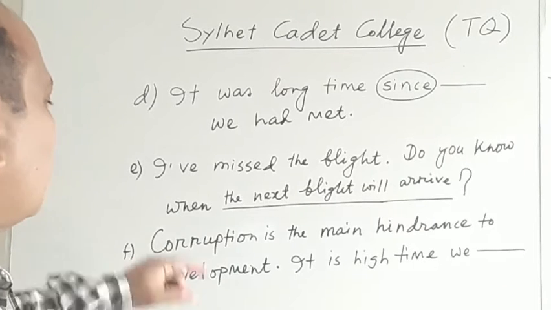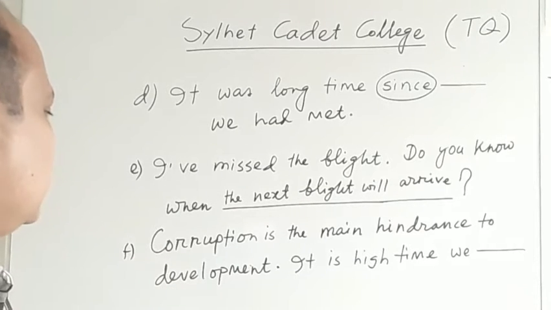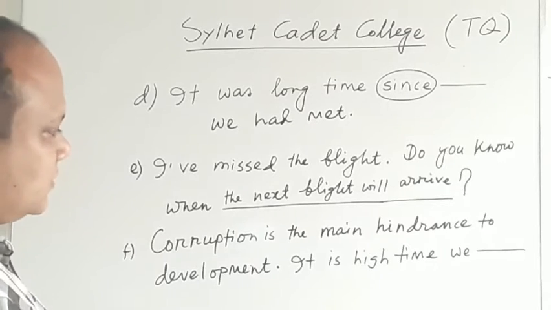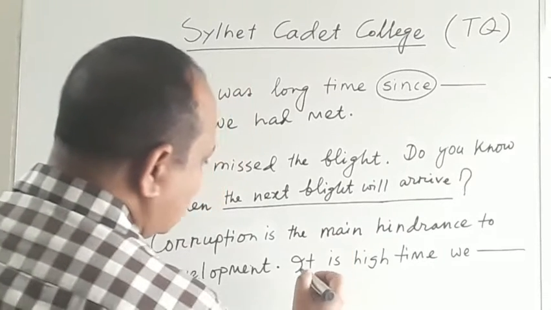Third one, corruption is the main hindrance to development. So corruption is the main obstacle or hindrance to development.